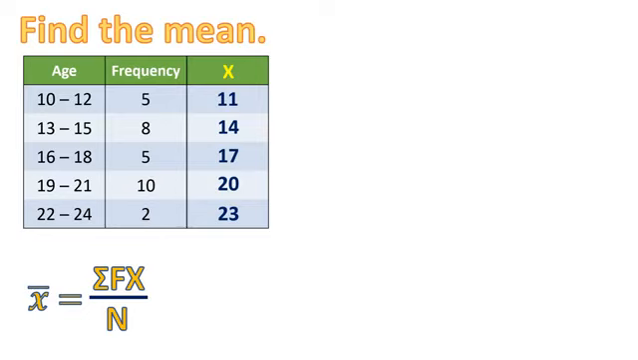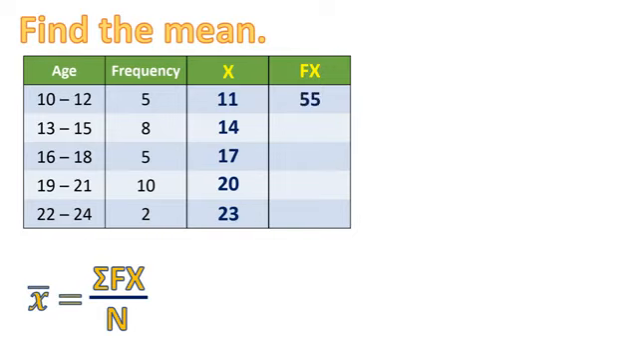After getting the class mark, we will need another column where we multiply the frequency and the x, or the class mark. That's why in the formula there is fx, because it's frequency times the class mark. So we will name it fx. We multiply the frequency and the class mark. So it's 5 times 11, 55. 8 times 14, 112. 5 times 17, 85. 10 times 20 is 200. And 2 times 23 is 46.